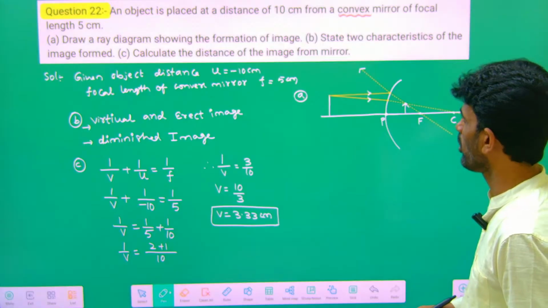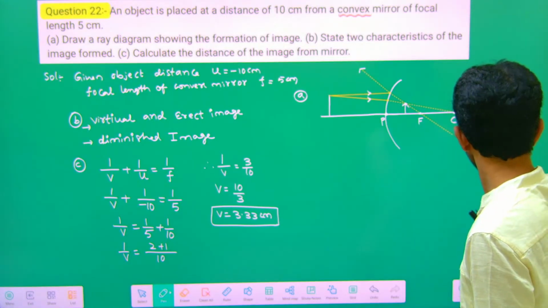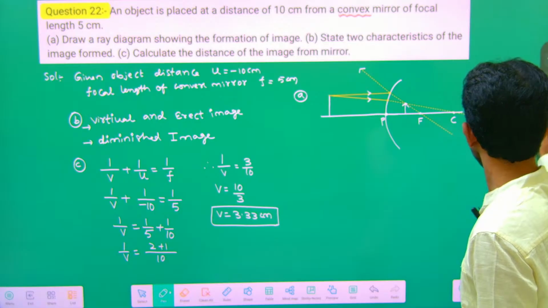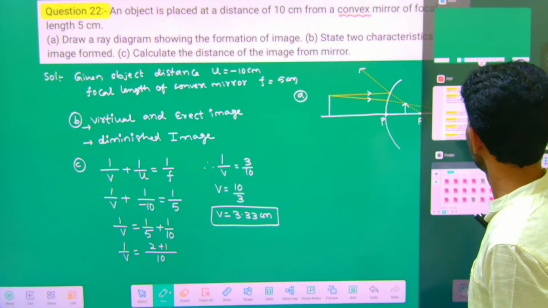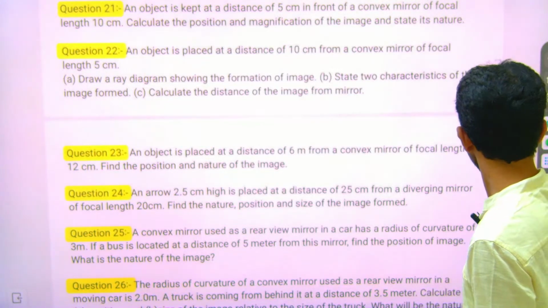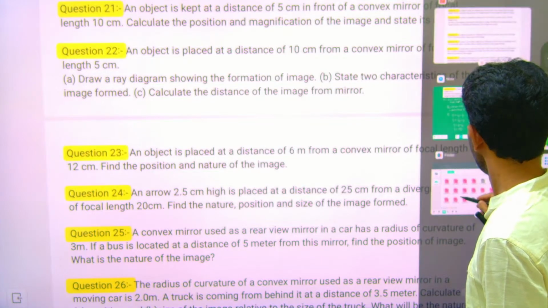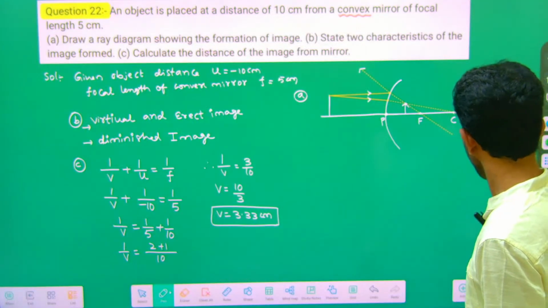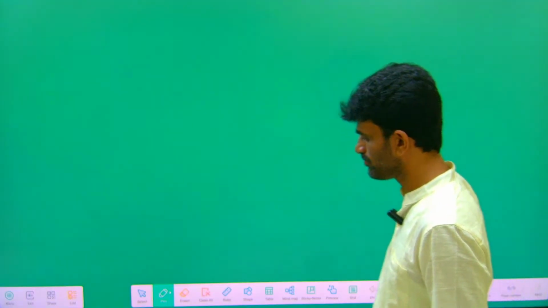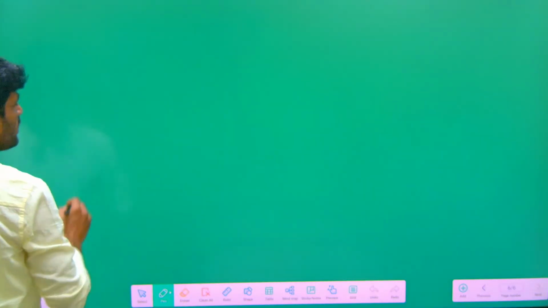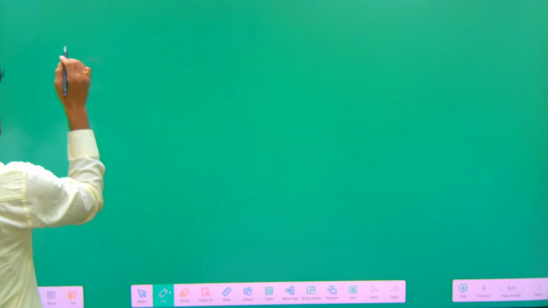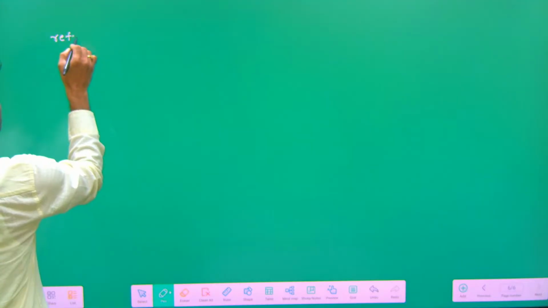Now let's see some problems related to refraction. This is about reflection, now about refraction. To know about refraction, here again, you have to know about lenses. Before we go to that, we have the refractive index formula. What is the refractive index formula? Absolute refractive index. Refractive index also we have some problems.